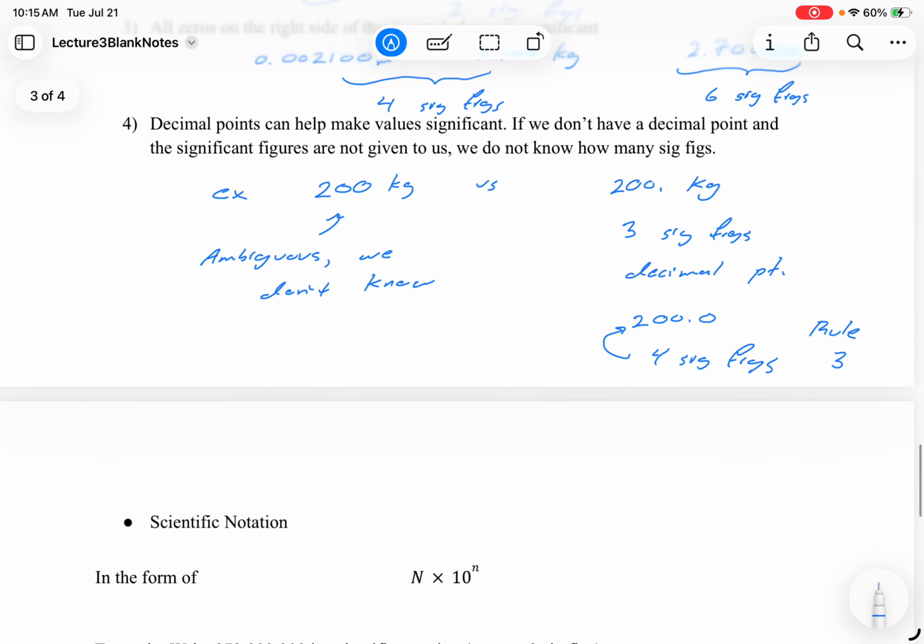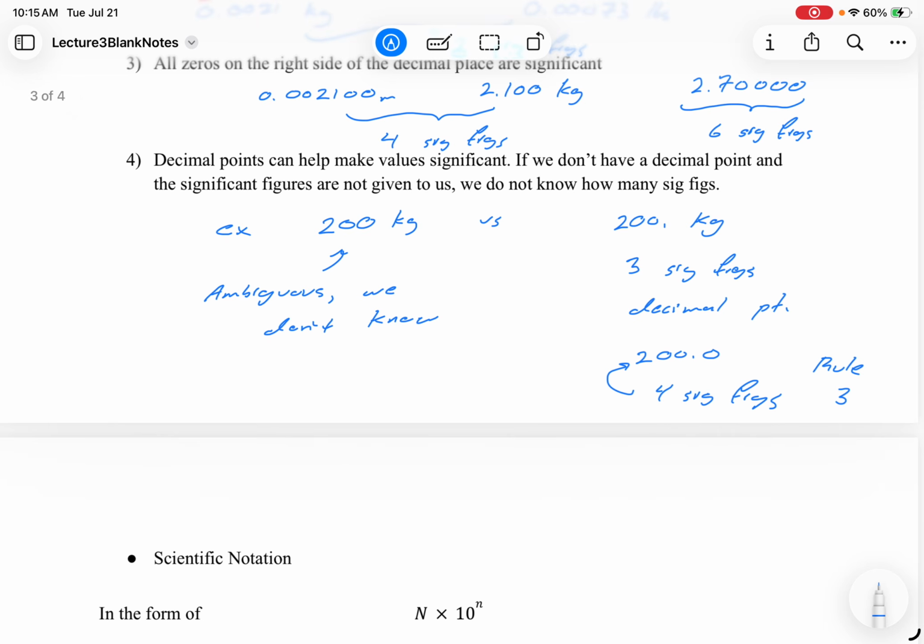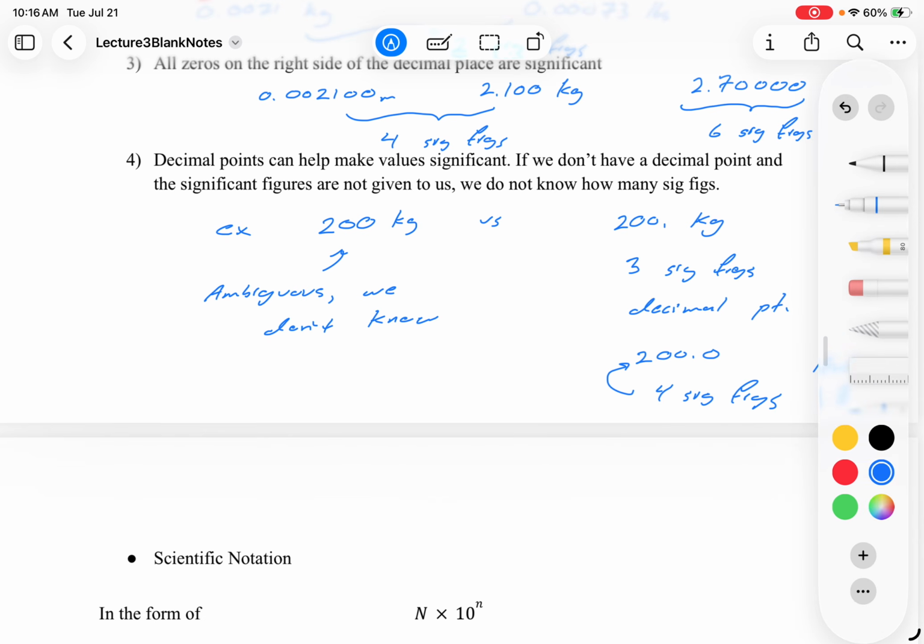Basically, we'll talk about scientific notation later on. Scientific notation can help get rid of the ambiguity, right? But this will work if you're given the sig figs. Like, for example, this one. We are technically given the sig figs because we are given the decimal point. So we're going to go over scientific notation very briefly, and then in the next lecture we're going to go over all this stuff, calculations and all that, in more depth.